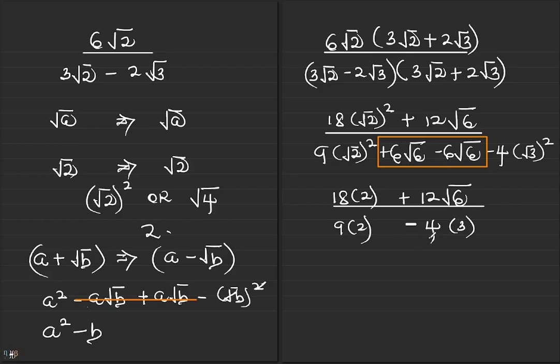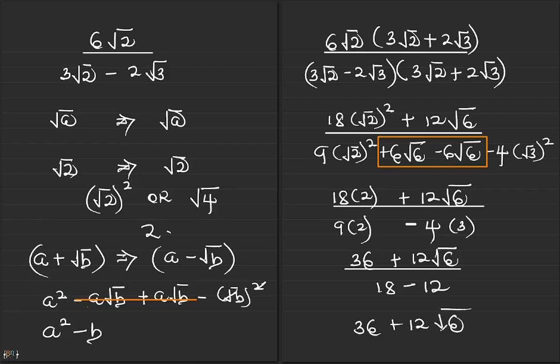So after this, we do our necessary substitution. We have 18 times 2, which will give us a 36. So we have 36 plus 12 root 6. That cannot be simplified further, so we leave it as it is. Then all over 9 times 2 gives us an 18. So we have 18 and minus 4 times 3 gives us a 12. Simplifying further, we have 36 plus 12 root 6 all over 18 minus 12, which is a 6.